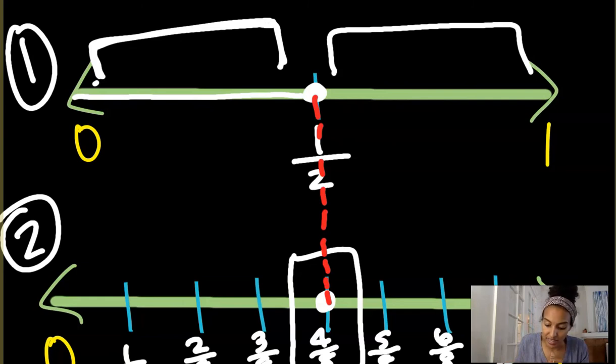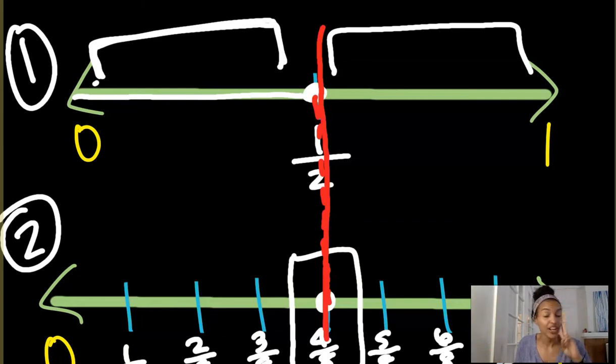When we look at 4/8, we see that it lines up perfectly with this 1/2. If I drew a line, it would connect perfectly. Since it is on the same space of 2 different number lines that are the same size, 1/2 and 4/8 are equivalent or equal.